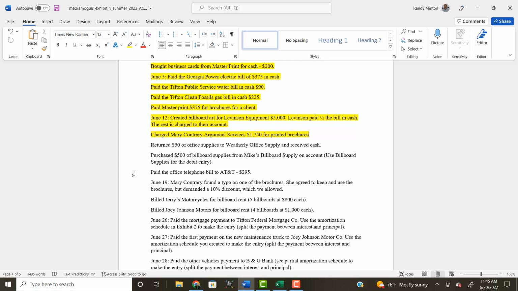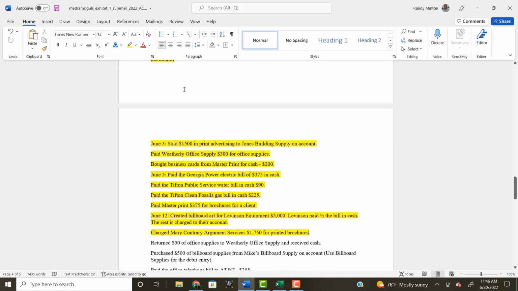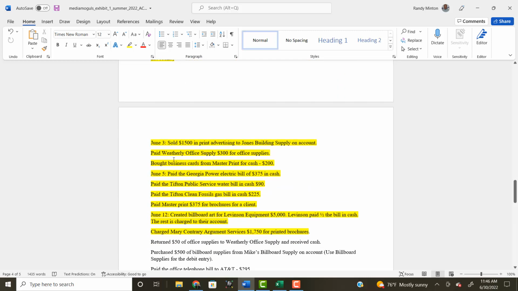Returned $50 of office supplies to Weatherly Office Supply and received cash. Okay, so here's what happened. If I come back over here and look up above, I'm not sure exactly, Weatherly Office Supply. We bought $300 worth of office supplies and paid cash. We didn't put it on our account, on accounts payable. We just paid cash for it. So I debited my office supplies expense for $300, and I credited cash.